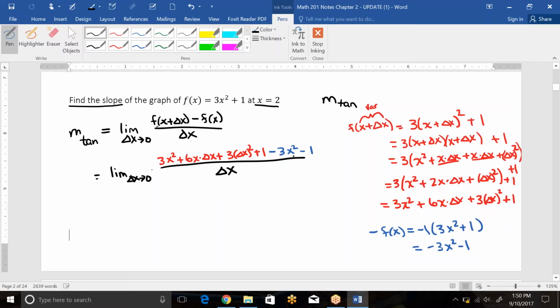Okay, so if you've done this correctly, some things on top should cancel, specifically everything that doesn't have a delta x in it. So our 3x squareds and our negative 1 and positive 1, those are all going to cancel out. So my top just becomes 6x times delta x plus 3 delta x squared, all over delta x.